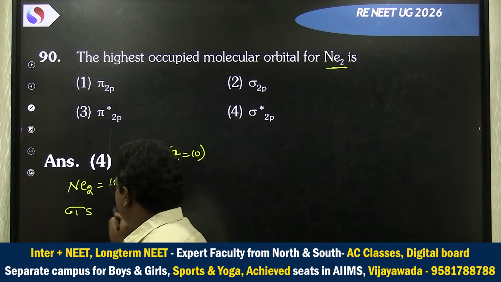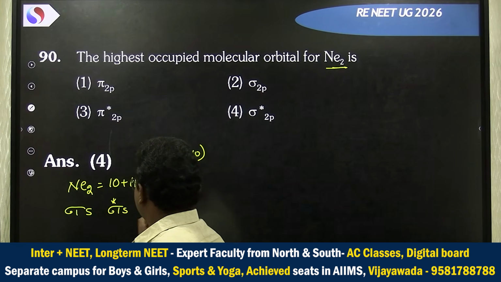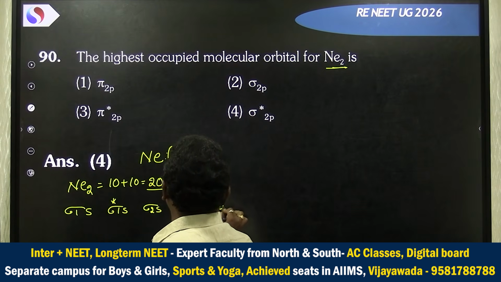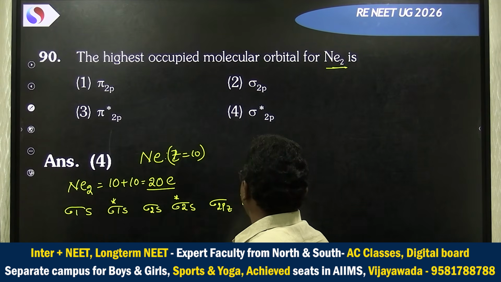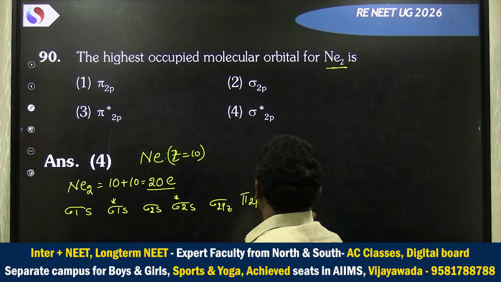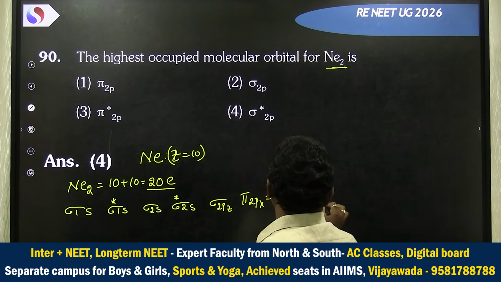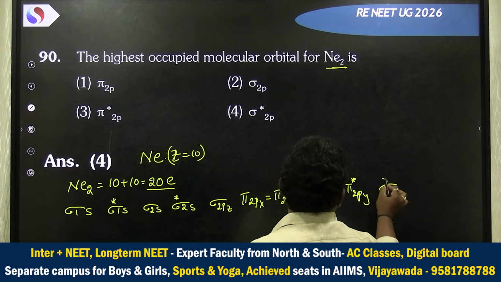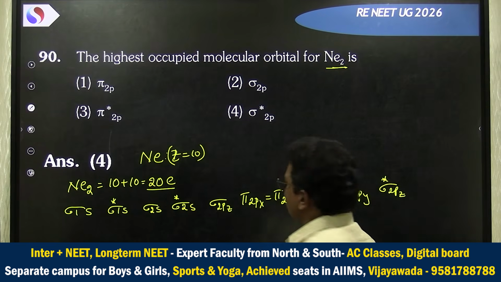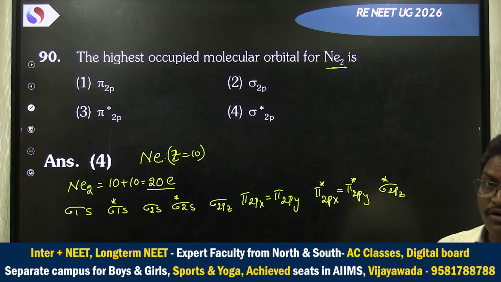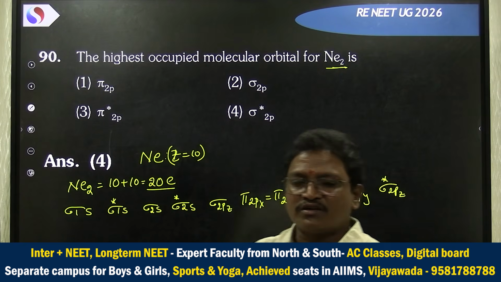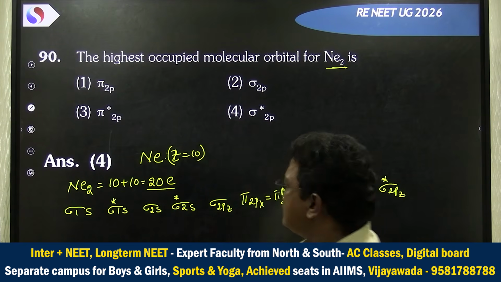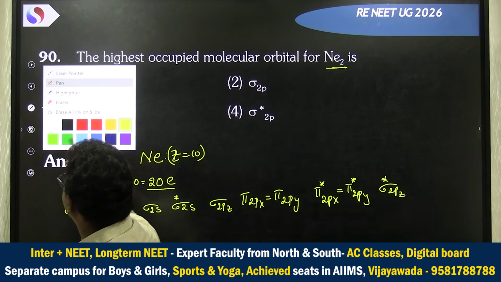Sigma 1s, sigma star 1s, sigma 2s, sigma star 2s, sigma 2pz, pi 2px, pi 2py, pi star 2px, pi star 2py, sigma star 2pz. This is the molecular orbital electronic configuration representation. If the number of electrons is greater than 14, we should follow this order. So let us fill the electrons in these orbitals.